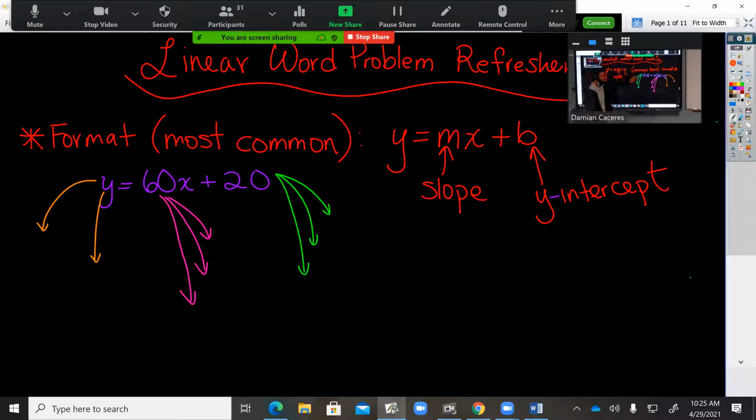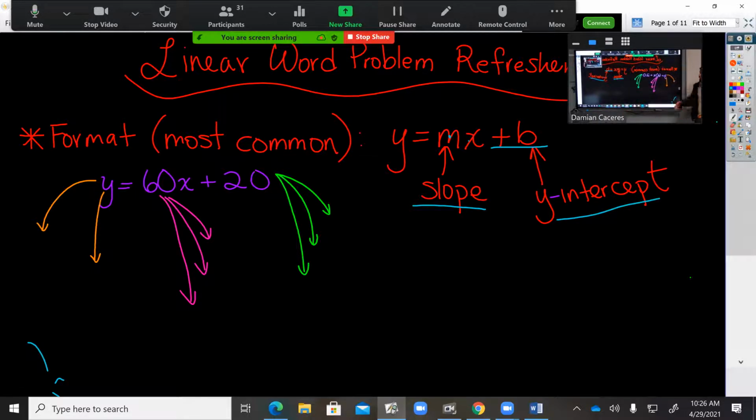So here, first of all, I'd like to mention that the format most commonly used, and the one that's easiest to understand for us, is slope-intercept form, the one you're used to using in this class. y equals mx plus b. Now, m is what's touching the x, or being multiplied by the x. That is your slope. And then b is the y-intercept.